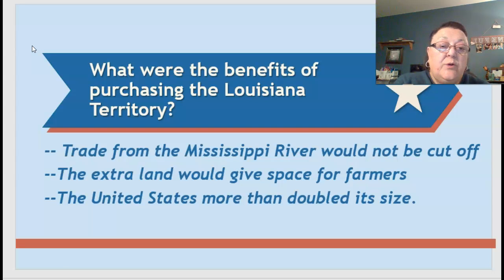The extra land would give space for farmers. Opening up that land would allow the farmers to grow more crops. We would be able to export those and sell those. The American people would get more money for it. And then the United States more than doubled its size. So just by purchasing that land, the United States was able to double.